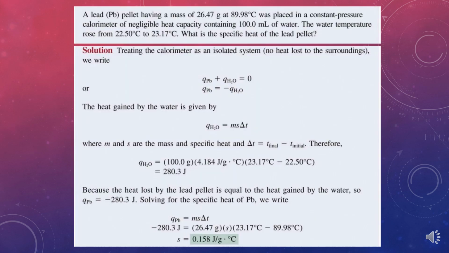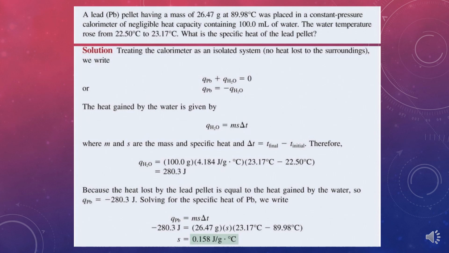Let's discuss this example. A lead pellet having a mass of 26.47 grams at 89.98 degrees Celsius was placed in a constant pressure calorimeter of negligible heat capacity containing 100 ml of water. The water temperature rose from 22.5 degrees Celsius to 23.17 degrees Celsius. What is the specific heat of the lead pellet?